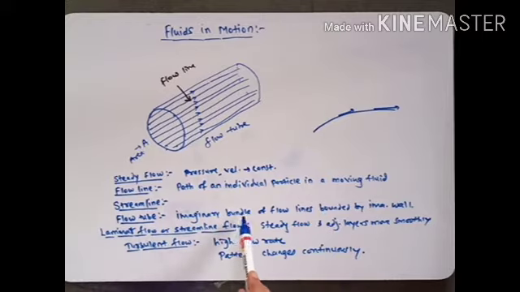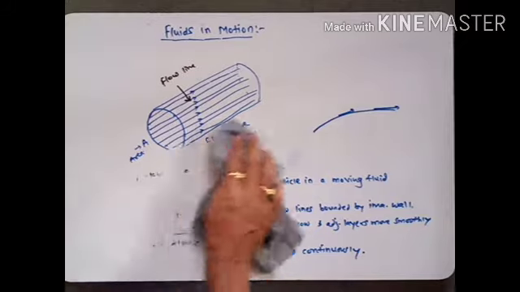Flow tube, an imaginary bundle of flow lines bounded by an imaginary wall. Laminar flow or streamline flow is steady flow in which adjacent layers move smoothly. Turbulent flow means having a high flow rate and its pattern changes continuously. This is all about the different definitions we used in fluids in motion. Now we will consider the next article.